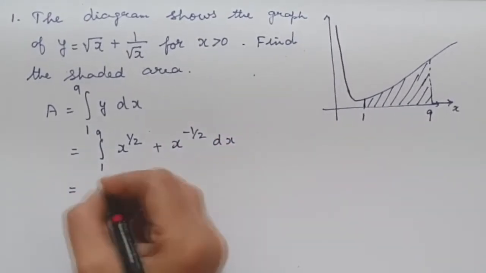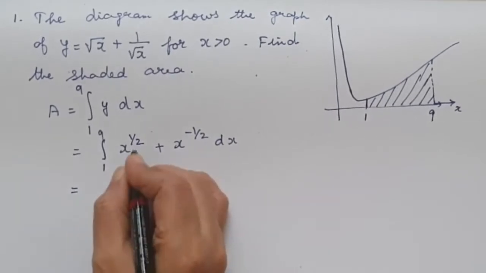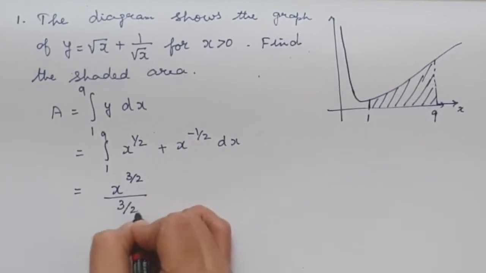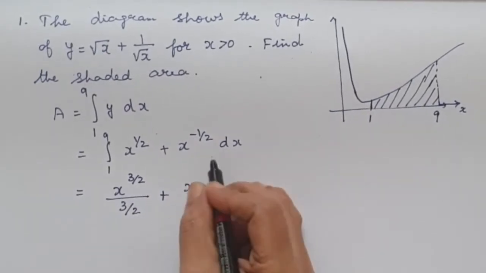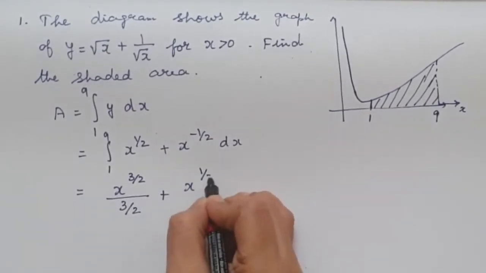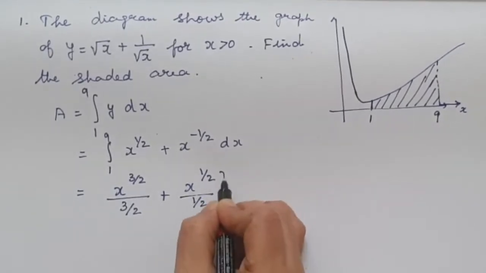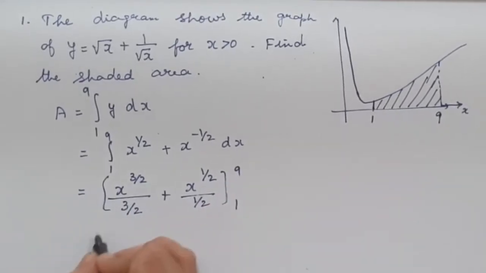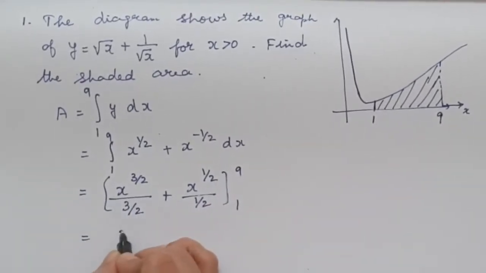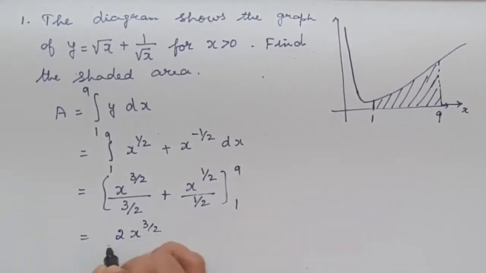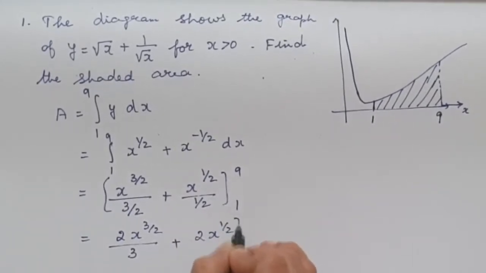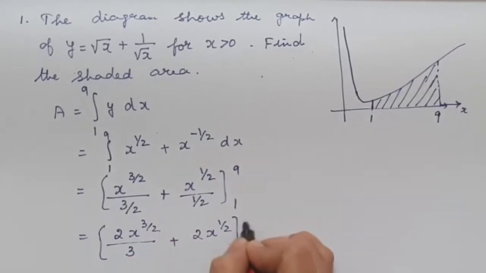Now we'll just do a normal integration. X to the power of half plus 1 is 3 over 2, divided by 3 over 2. Plus x to the power of minus half plus 1 is half, divided by half. And the limits are from 1 to 9. When we simplify this, this 2 goes to the numerator. 2x to the power of 3 over 2 over 3 plus 2x to the power of half. The limits are from 1 to 9.